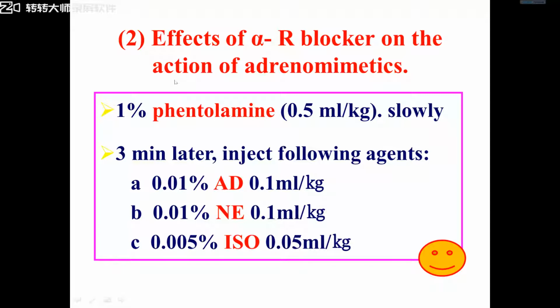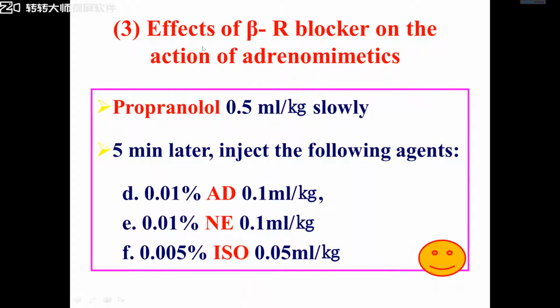Just now we observed the effects of the alpha receptor blocker on blood pressure, and we also observed the effects of the alpha receptor blocker on the action of adrenomimetic drugs on blood pressure. We block the alpha receptor first, and then we give adrenaline, noradrenaline, isoprenaline. Though it can increase blood pressure, it is only a mild increase.